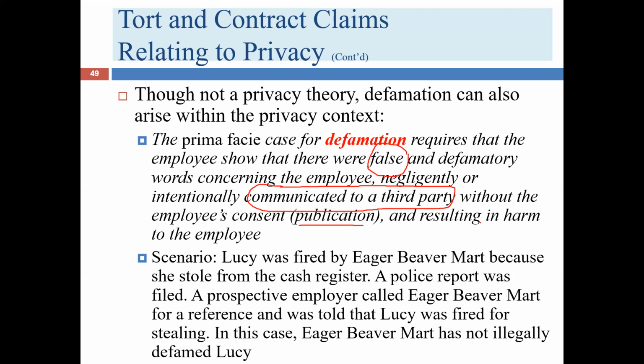And then finally, there has to be harm to the employee. And we're not going to go into great detail about what the types of harm can be. So these are the elements to establish that prima facie case.